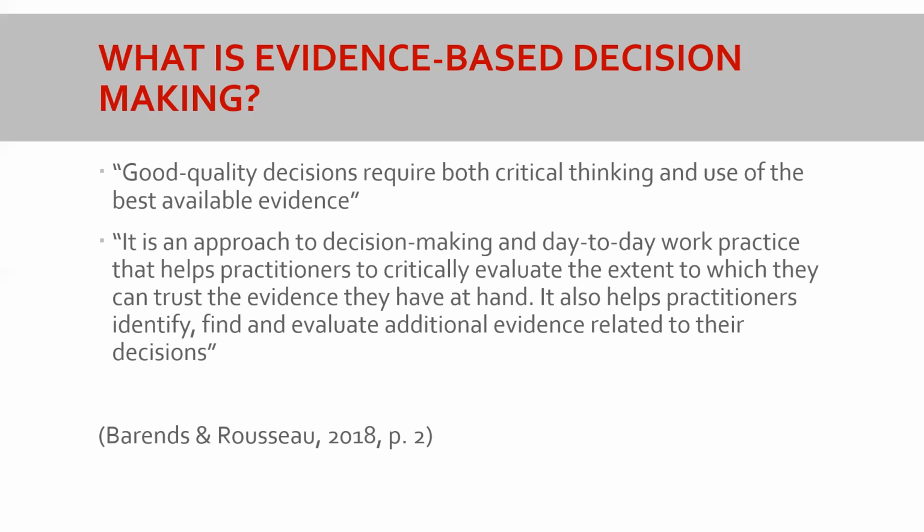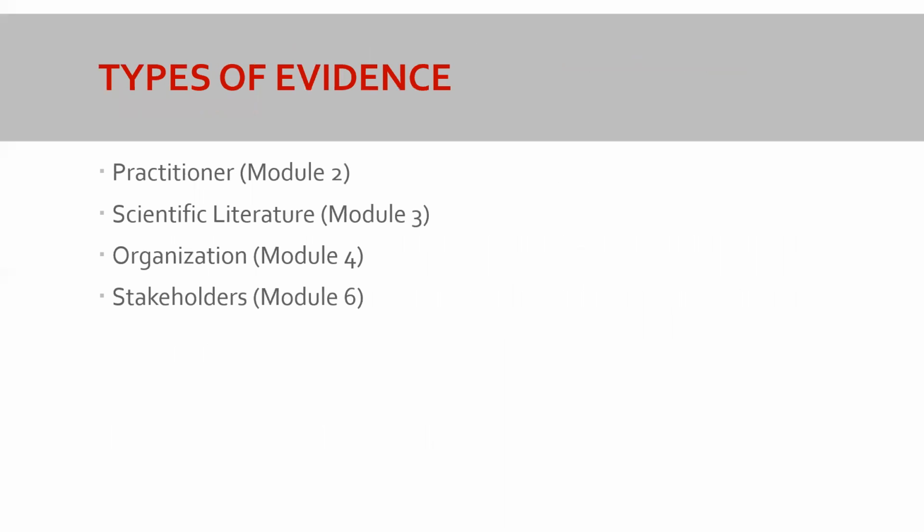The types of evidence that the authors discuss in chapter 1 and then throughout the textbook are, first, evidence from practitioners, which we'll touch on in module 2. These are experts in the field. They also discuss scientific literature. Most often this is from peer-reviewed scholarly journals, which we will discuss more in depth in module 3.